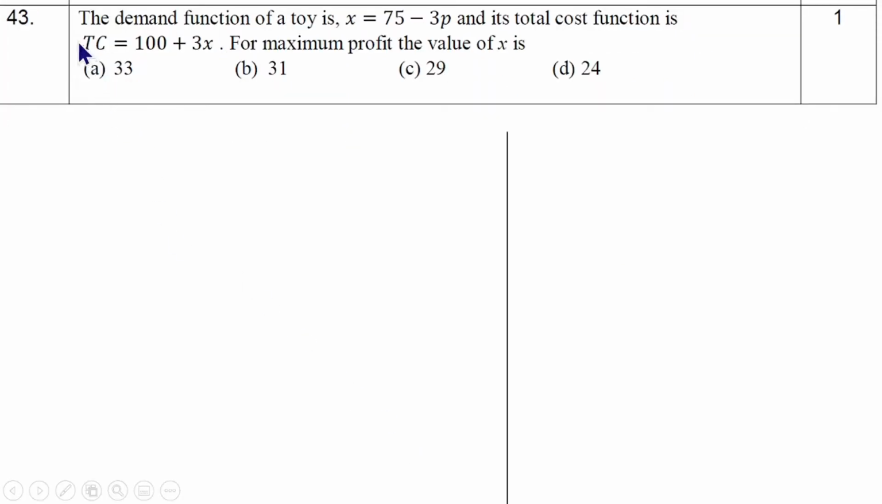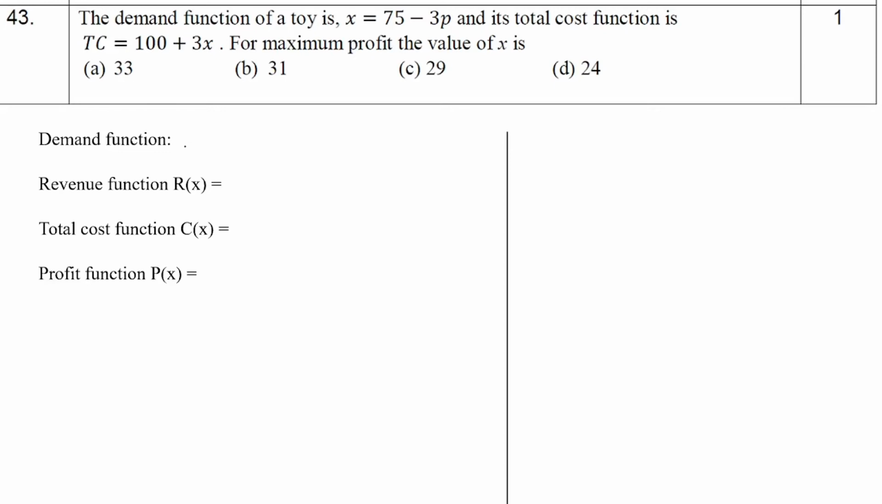The next question: the demand function of a toy is x is equal to 75 minus 3p, and its total cost function is TC is equal to 100 plus 3x. For maximum profit, the value of x is. The various options are given here. So here the demand function is given and the total cost function is given. We have to find the value of x for maximum profit.